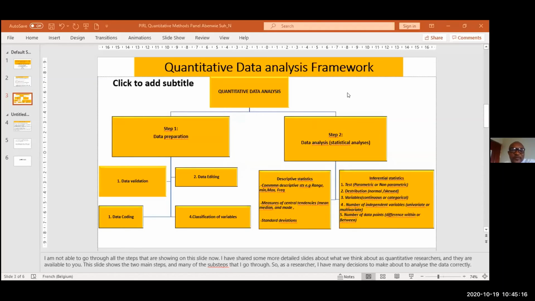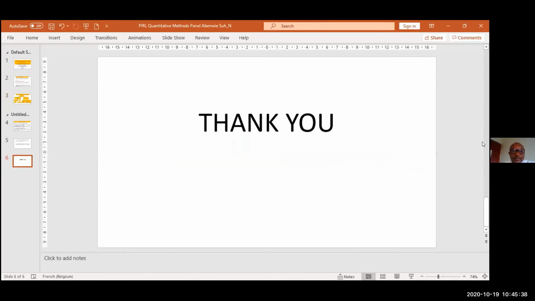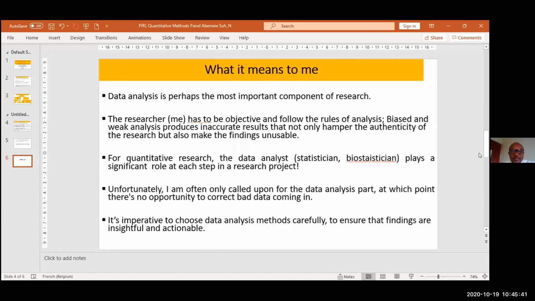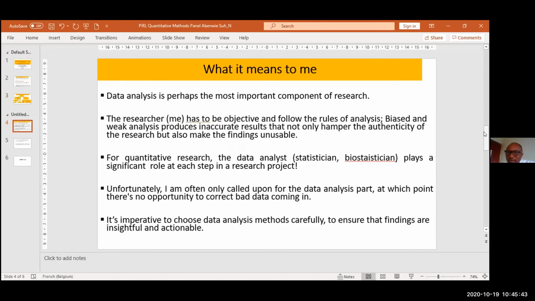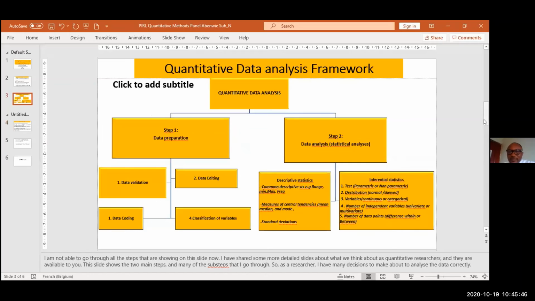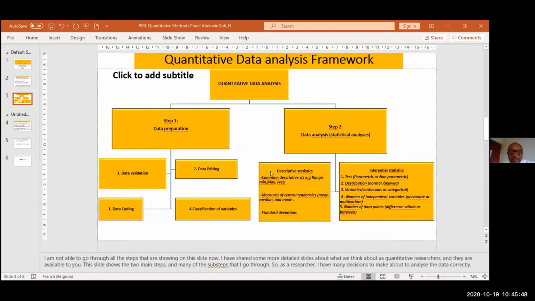From a quantitative perspective, doing disability inclusive research, what consideration should we have in mind? You have just a minute to tell us. Abenwie? Maybe you can unmute yourself. Can you hear me? Okay, great. Go ahead.